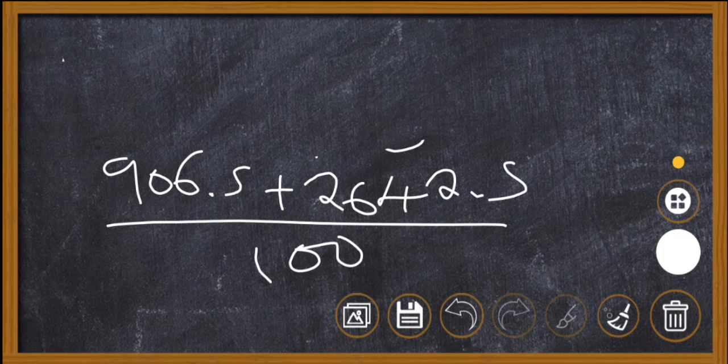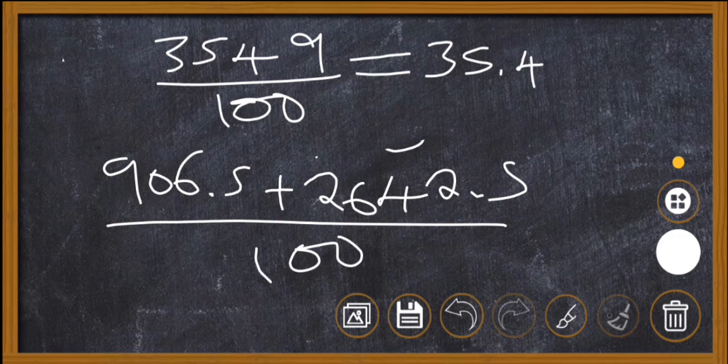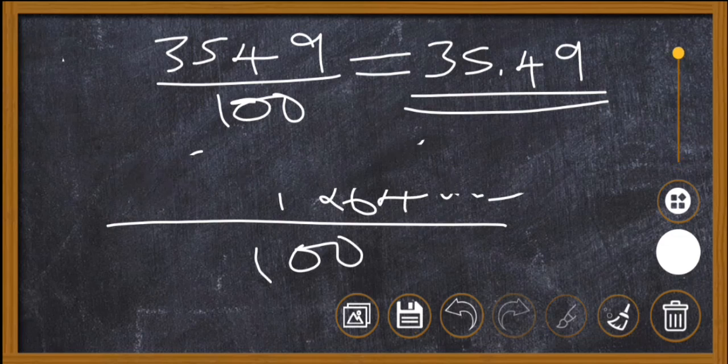So what are we going to have when we manipulate this on the calculator? So let's add 906.5 added to 2642.5. So we are going to have what? 3549 over what? Over 100. So when we divide this value, what are we going to have? When we divide by 100, of course we are going to have 35.49. So this value here is the value for the relative isotopic number.